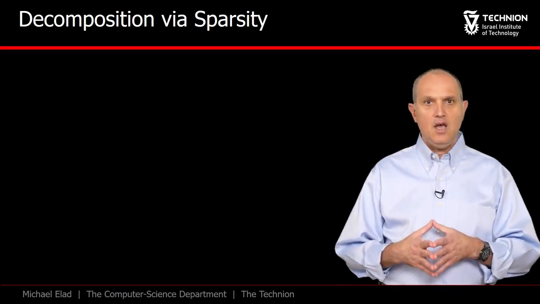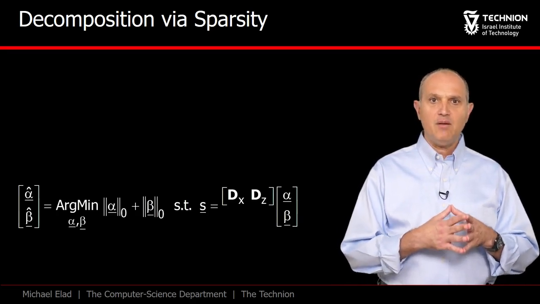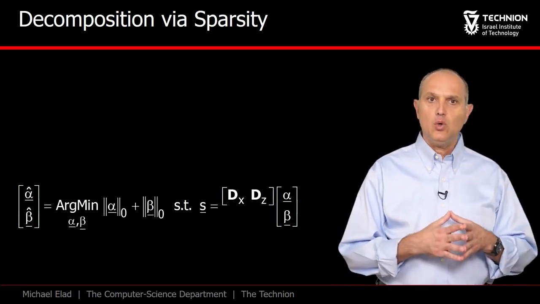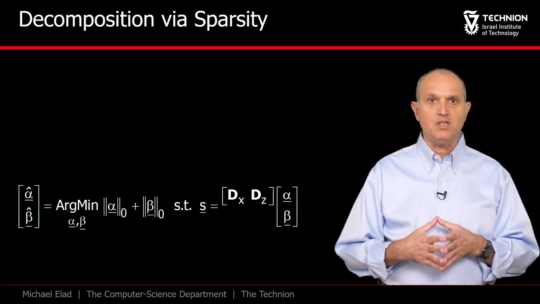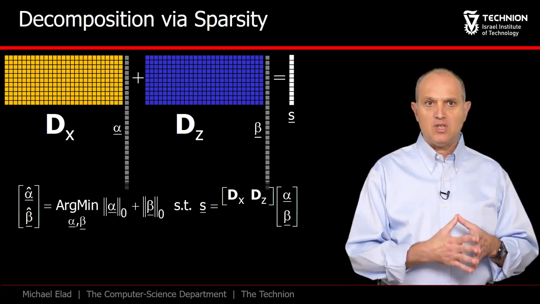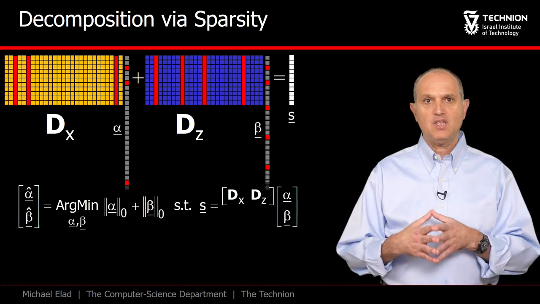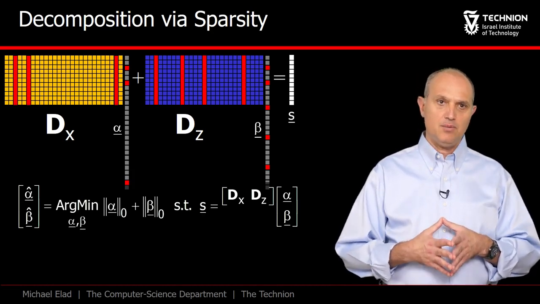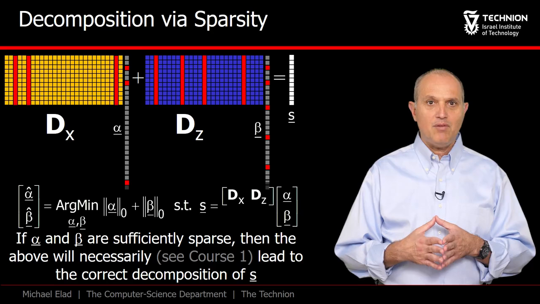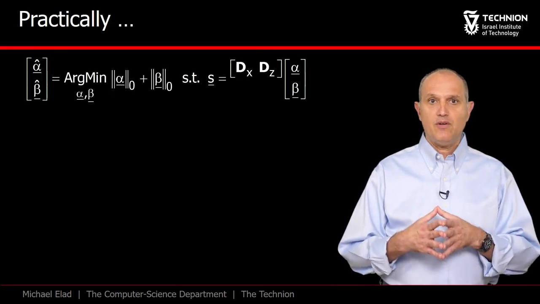Given Dx and Dz, how should we separate? This is the answer. We should seek the vectors alpha and beta such that Dx times alpha plus Dz times beta lead to our signal, while forcing alpha and beta to be as sparse as they can be. If this is how our approximation looks, then a sparse alpha will create the x portion, and a sparse beta will generate the z portion in this separation. Theoretically, we know that if alpha and beta are sufficiently sparse, then the above decomposition is unique and will be found by pursuit methods. This is the problem we have just defined.